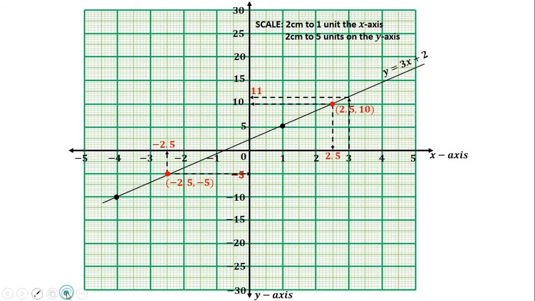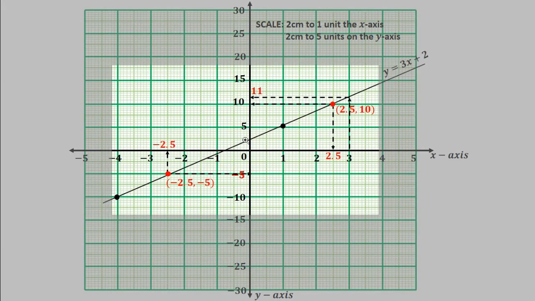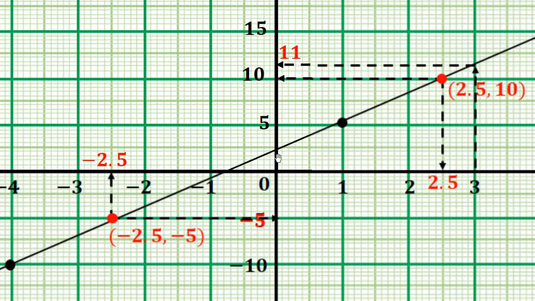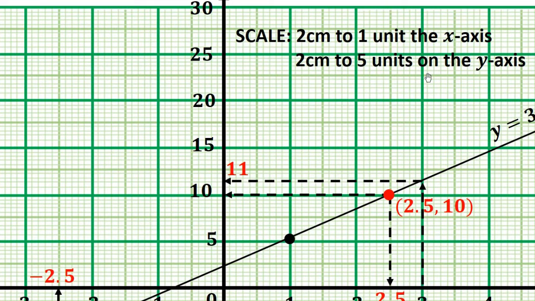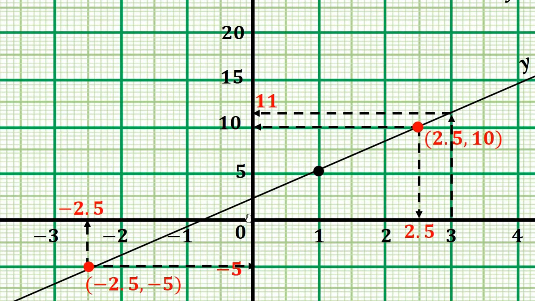All you need to do is to read the value at this point. I'm going to zoom into that point so that you see what is happening. Okay, so this is the point where the line cuts the y-axis. We have to read the value there. How do we read it? We have 0 here and here is 5. So the difference between 5 and 0 is 5. That's why on the scale we have 2 centimeters to 5 units on the y-axis.